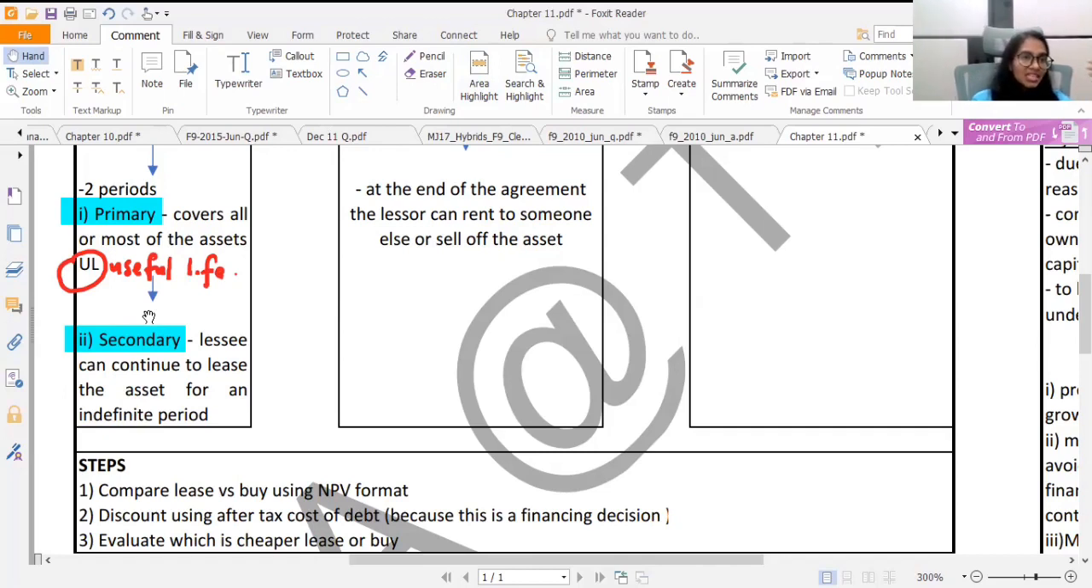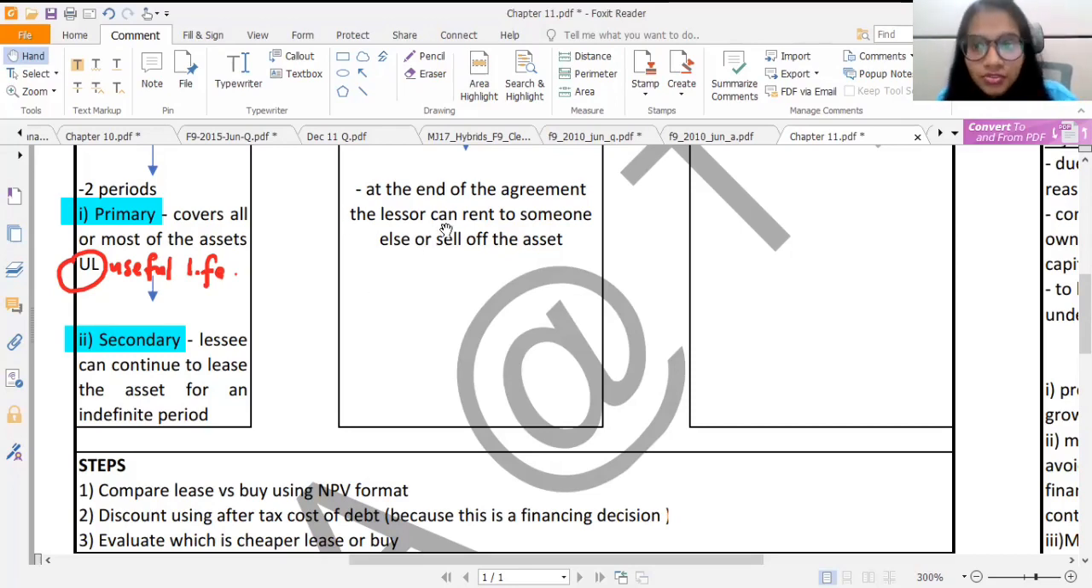That means, let's say the asset's life is about 20 years. So the primary period will cover at least 15 years, and the secondary period will continue until the asset condemns and you cannot use it anymore. All right. Now, you also need to understand that normally when it comes to a finance lease, towards the end of the finance lease period, because you are using it for a long period, you as a lessee will be able to purchase the asset and become the owner of the asset.